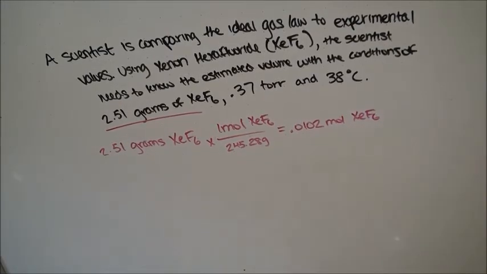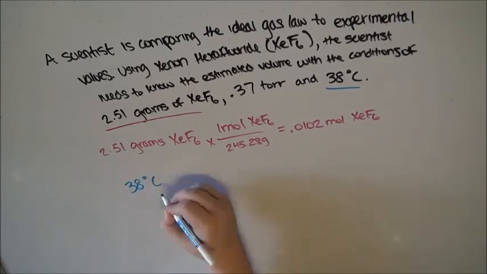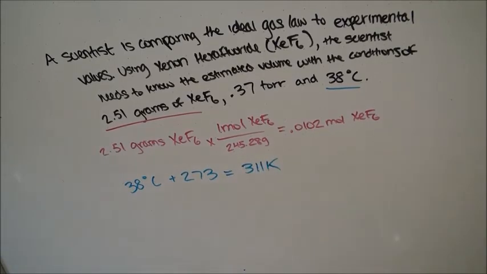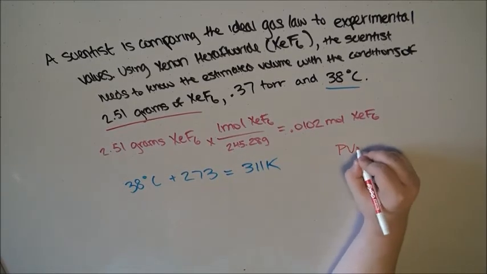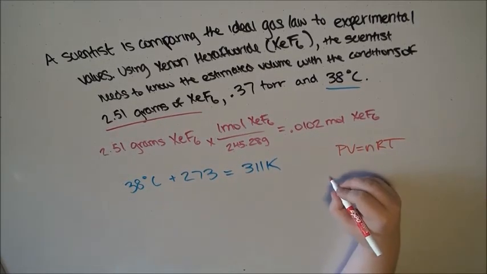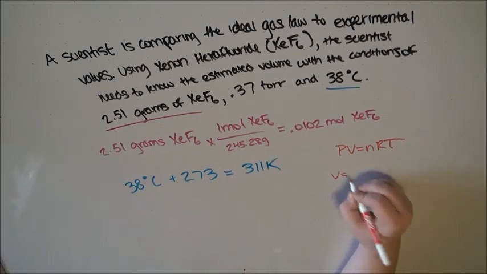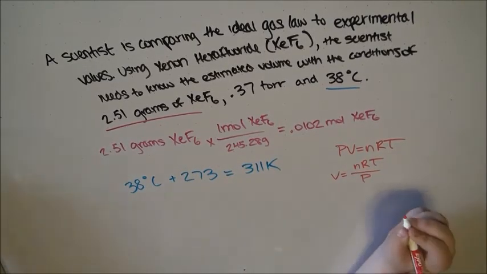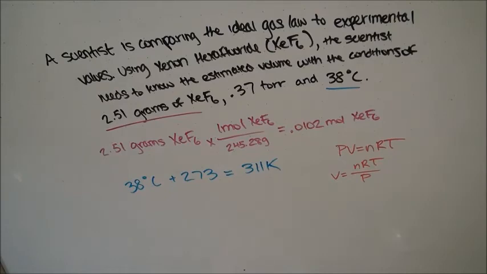Also, for temperature, it has to be in terms of Kelvin, not Celsius. So you would add 273 to the degrees Celsius to get Kelvin. In this problem, that would be 311 Kelvin. Additionally, because pressure is in terms of torr, the gas constant, aka the R value, is 62.4.